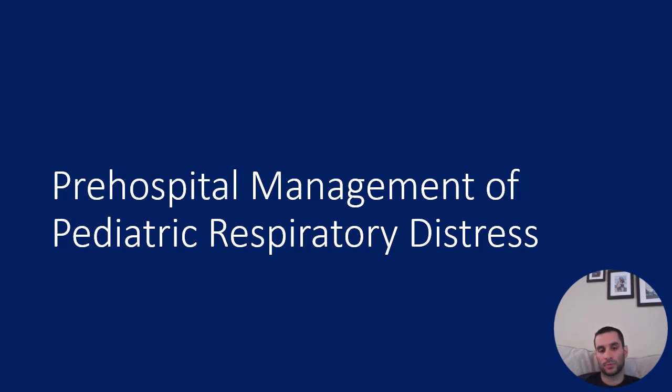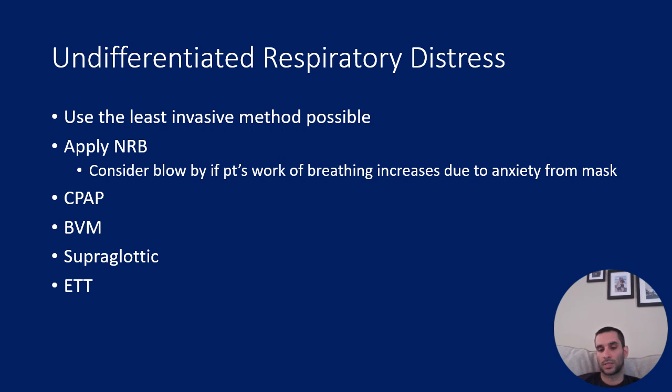All right, let's talk about respiratory distress in the pre-hospital setting. Now, kids don't come with a diagnosis. In the beginning, you're not going to know why they're in respiratory distress, but everyone is going to need some form of supportive care, and you can do this at the BLS level. Use the least invasive method possible. So start with your normal breather and even use blow-by. If it looks like the kid's getting worse and they're getting anxious, try blow-by, see if it helps. You're then going to escalate to forms of positive pressure ventilation if you need to, such as CPAP, BVM, supraglottics, and as a very last resort, endotracheal intubation. More on that later.